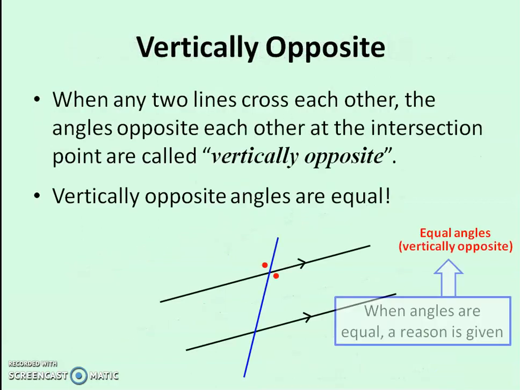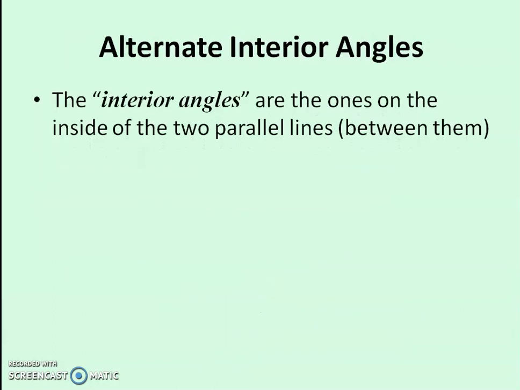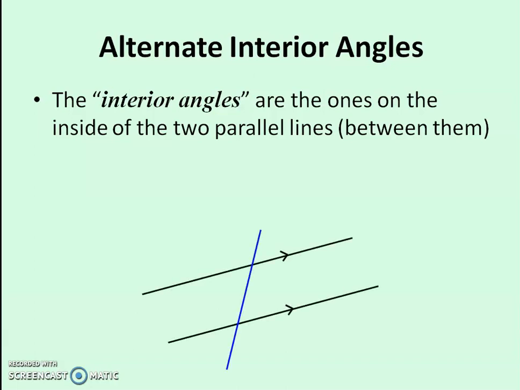So, sorry, we went through this vertically opposite already. That's cool. It had nothing to do with parallel lines. That happens anytime lines cross. But the interior angles are the ones inside the two parallel lines. So if you think of these parallel lines as like train tracks, the ones in between the train tracks, those are called interior. So these angles here are the interior ones. They're the ones inside the parallel lines or inside the train tracks.